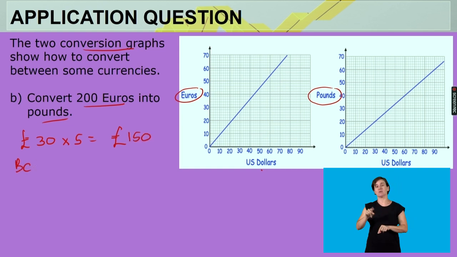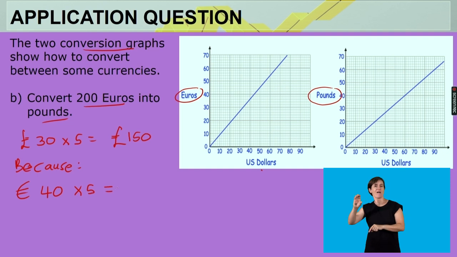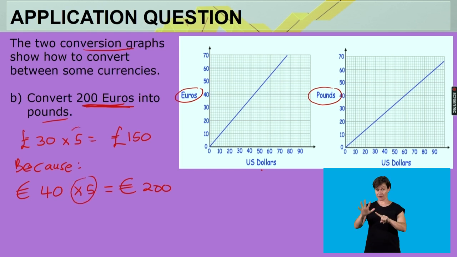Why? Because I use the following logic. I've indicated that 40 euros multiplied by 5 equals 200 euros, and remember this is what we need to convert. Guys, I hope you are following my logic here. I found the factor: I've multiplied by 5 to give me that 200, and then here I also multiply by 5, the correct conversion factor. So therefore that will give us 150 euros.